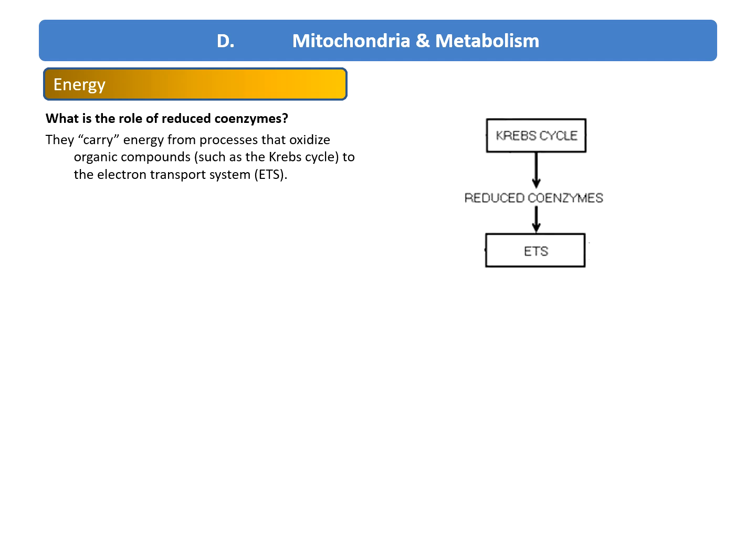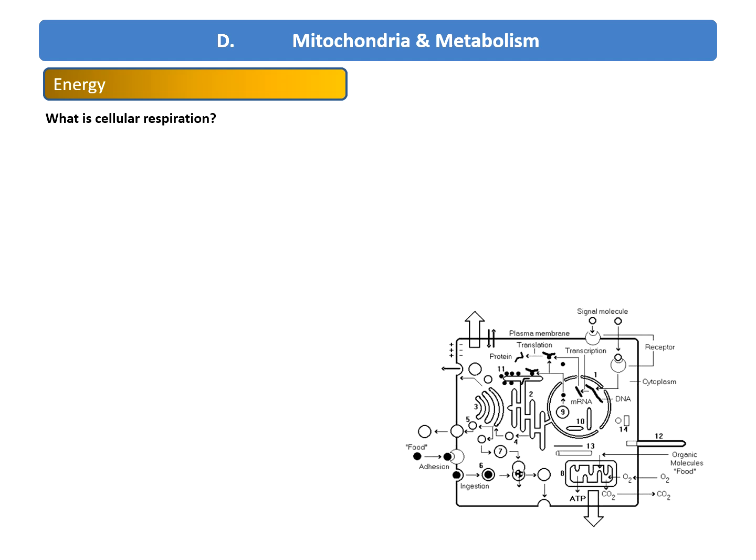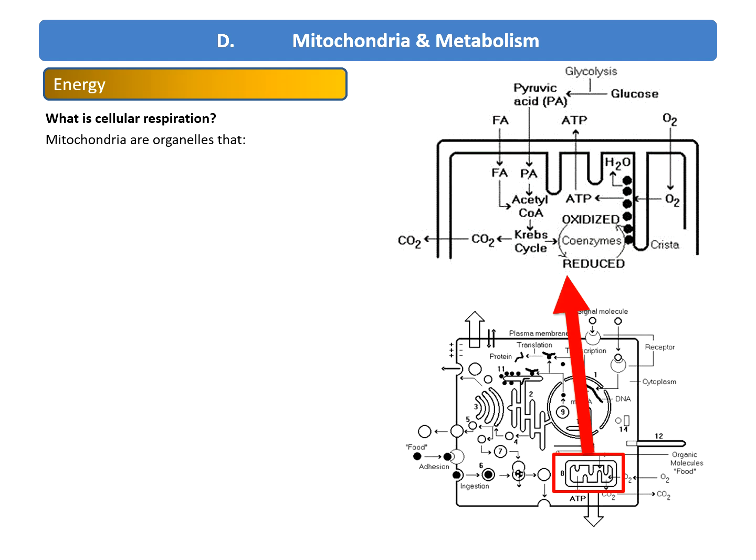What is the role of the reduced coenzymes? They carry energy from processes that oxidize organic compounds, such as the Krebs cycle, to the electron transport system. What is cellular respiration? First of all, we need to look at the mitochondria. These are organelles that generate energy. Think of them as the power plant of the cell.